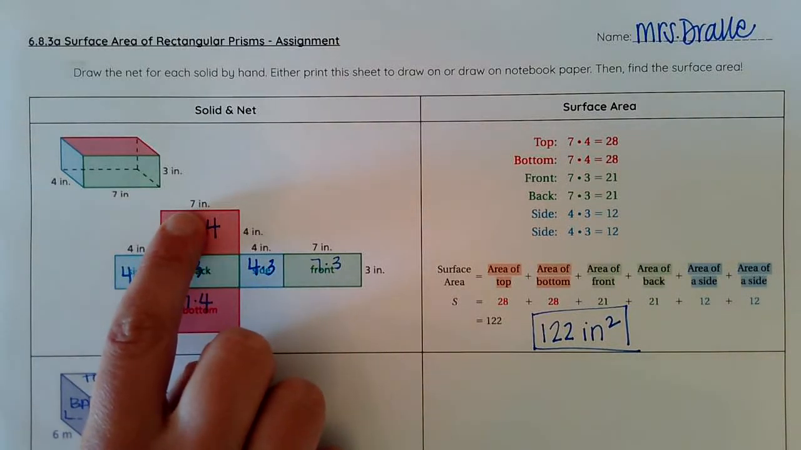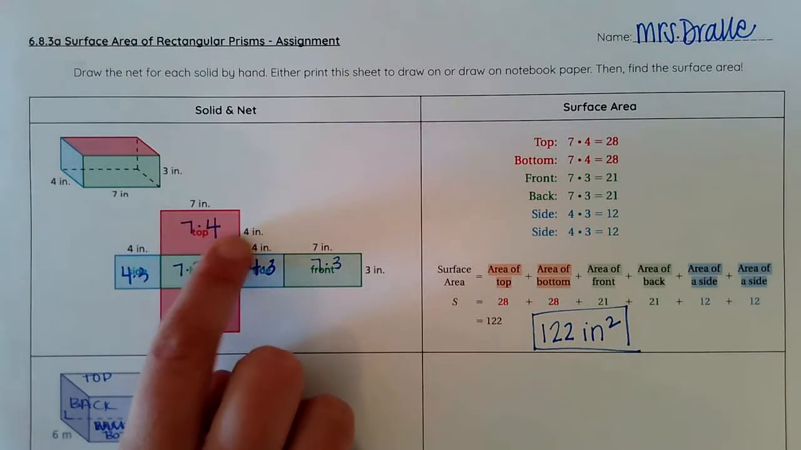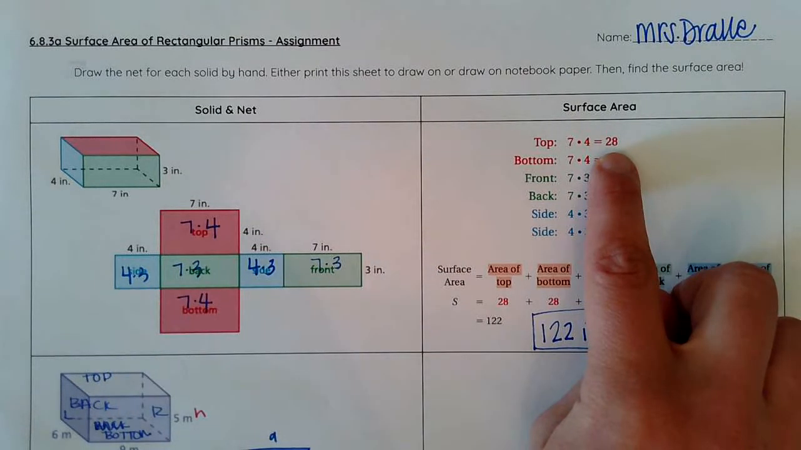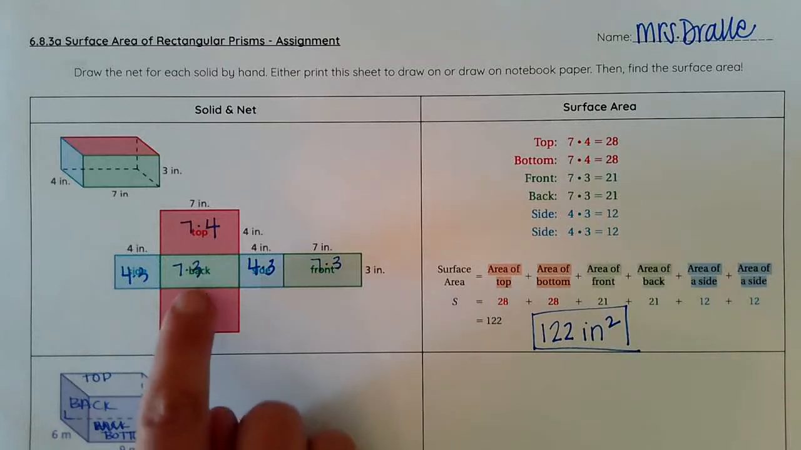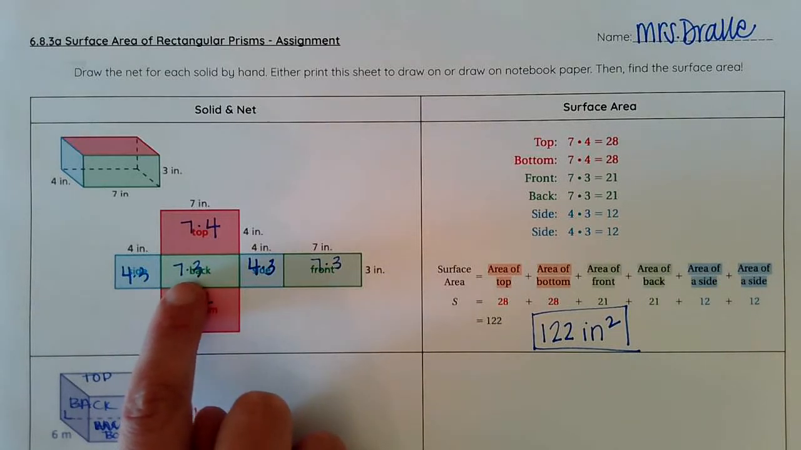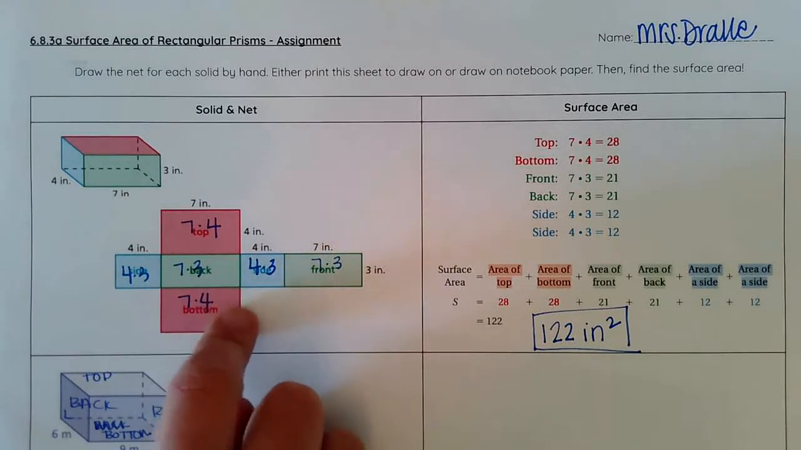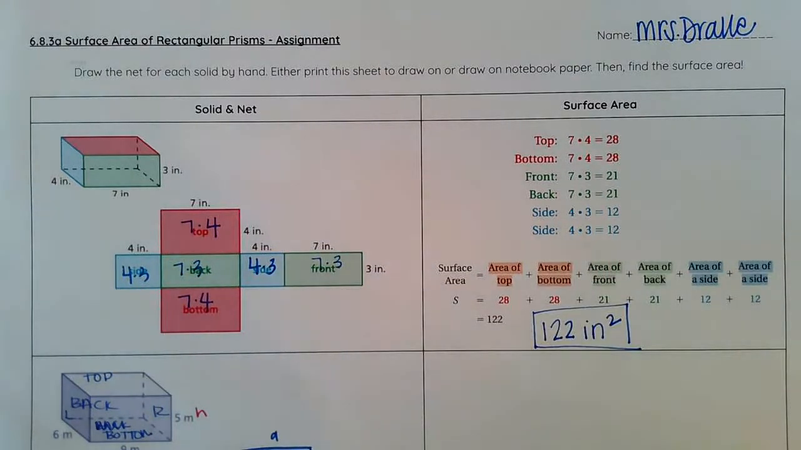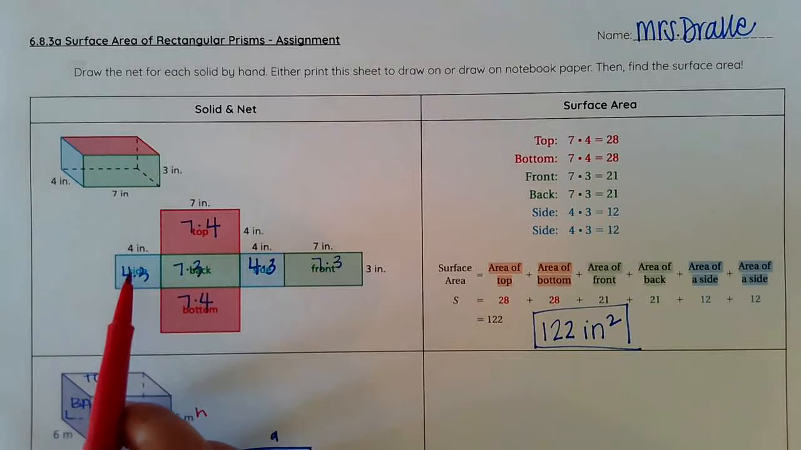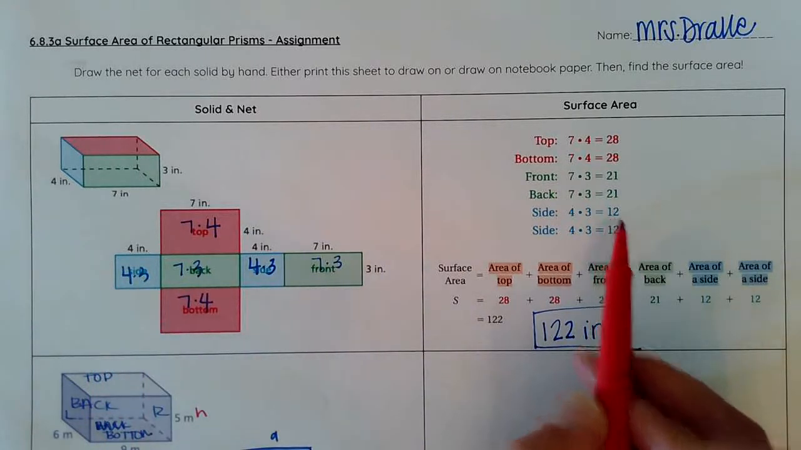So my dimensions of the top are 7 inches times 4 inches. 7 times 4 is 28. I go to my back and my front. Across here is 7, and this is 3. So that'd be 7 times 3, which equals 21. And then lastly, our sides for this are 4 times 3, which is 12.